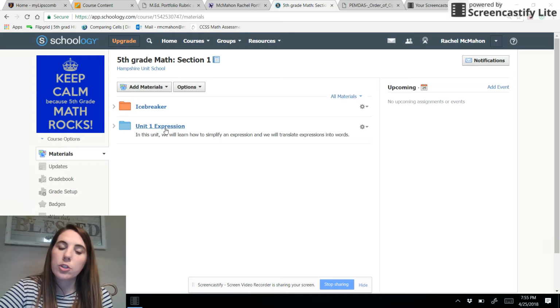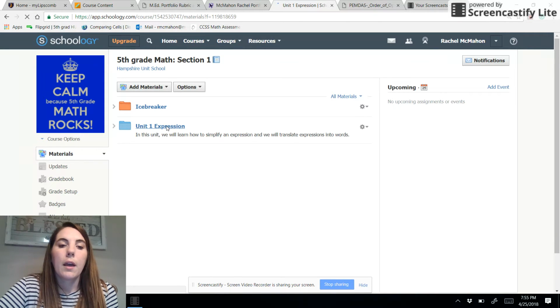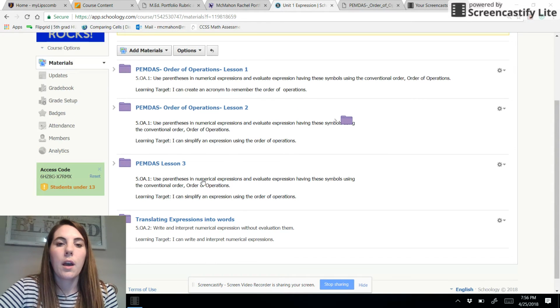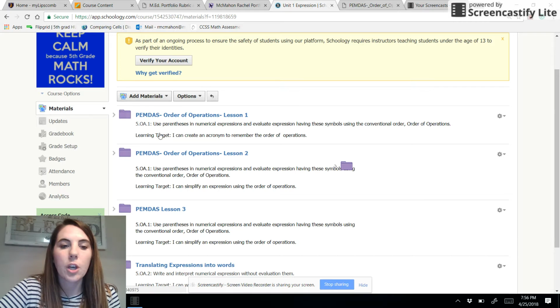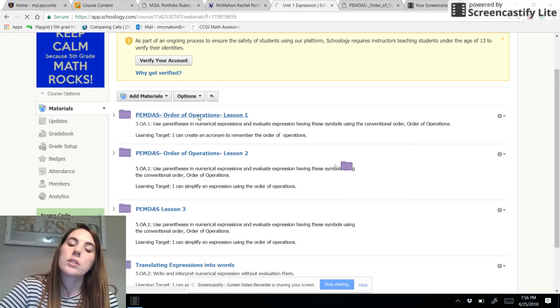But my unit is over expressions, and expressions is something new for fifth graders. They haven't really talked about the expressions before, but I have 4 lessons in my expressions unit. So the first one is called PEMDAS and the order of operations. So I have my standard and then my learning target. And my learning target is I can create an acronym to remember the order of operations.